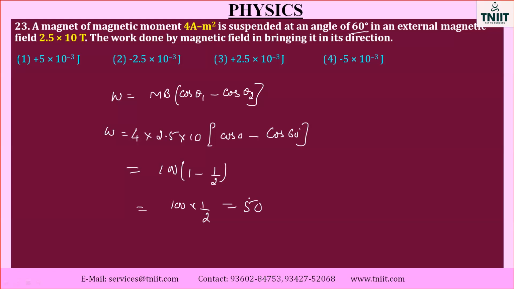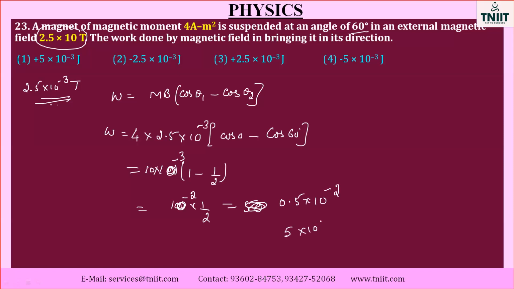So somewhere I think the printing mistake is there, students. Maybe this is not 25 into 10. It may be 2.5 into 10 power minus 3 Tesla. Remember, 2.5 into 10 power minus 3 Tesla. So 2 into 5 will be 10. 10 into 10 power minus 3 is 10 power minus 2. So 1 by 2 is 0.5 into 10 power minus 2, or I can take this as 5 into 10 power minus 3. So this is the work done.